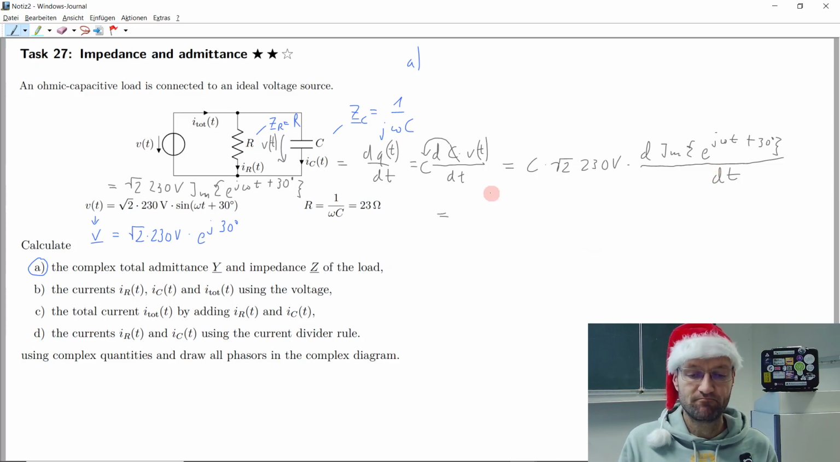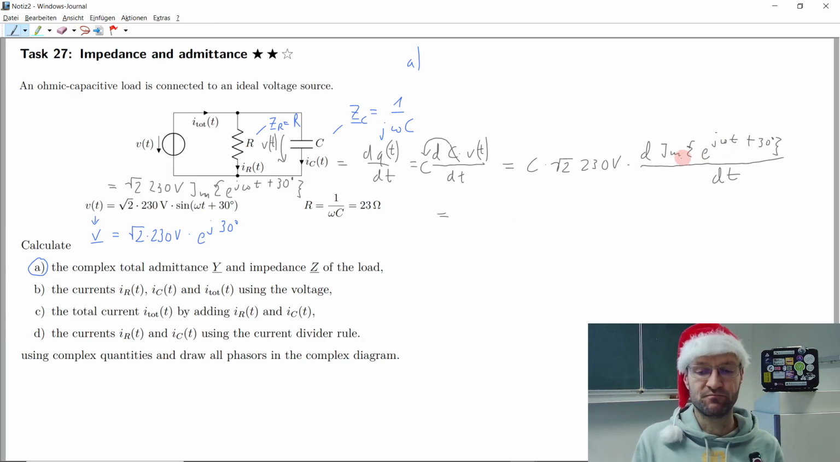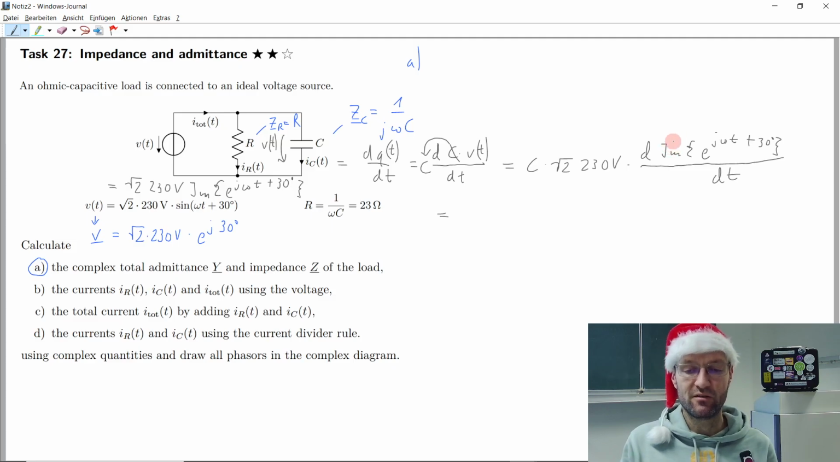Yeah, and now we need to calculate this derivative. The first idea is that the order does not really matter. If we calculate the derivative first and then take the imaginary part, or if we calculate the imaginary part first and then calculate the derivative, it does not really matter. So I can also move this imaginary part function in front of the derivative. Then we have just the exponential function. If we calculate the derivative of this exponential function, I will just copy the other terms.